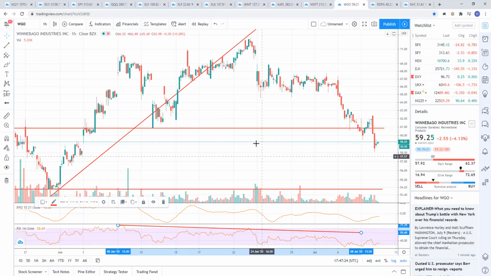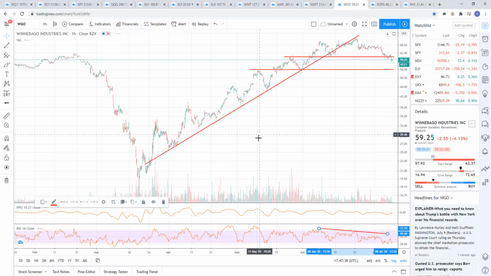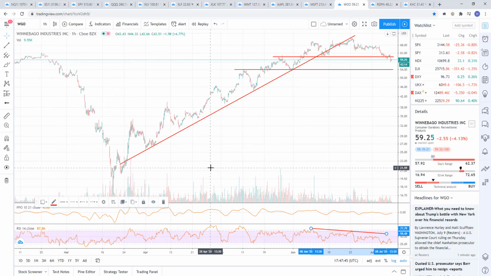Winnebago, WGO, this is a subscriber pointed this one out. So again, if you have trades that you're looking at, put it in the comments below. I'll try to cover it. But the subscriber said looks like a good short, and I agreed with them. So here's what I see, and I actually took this trade. I'm short this trade, and it's working out so far. So thank you for that.